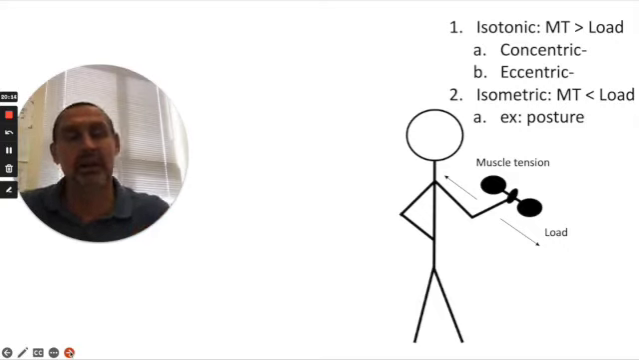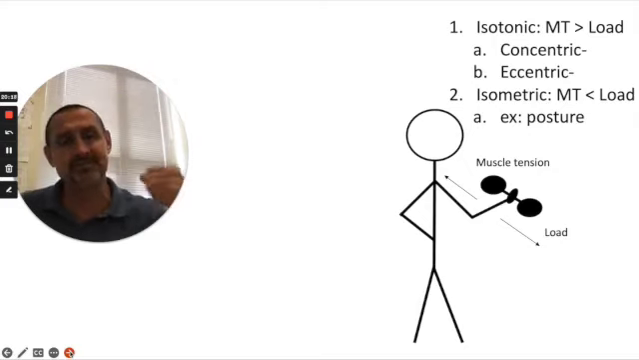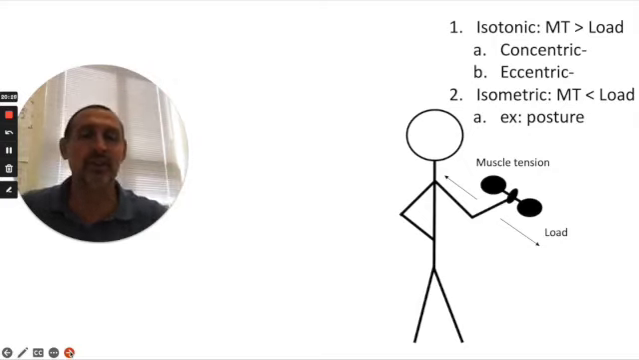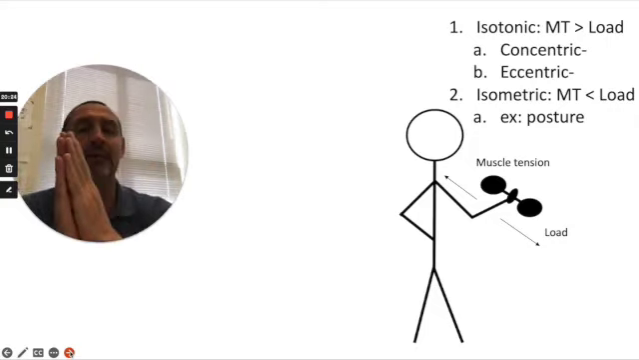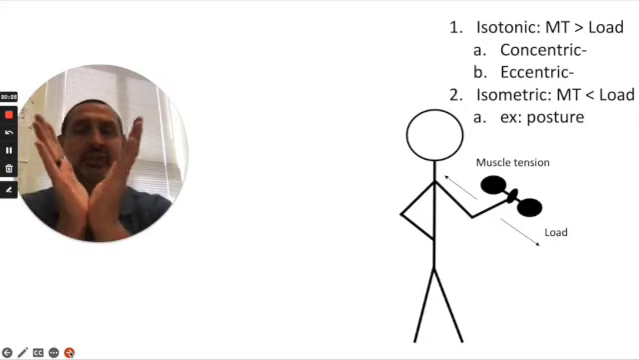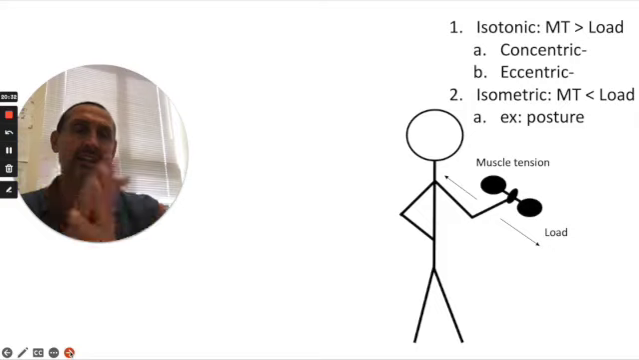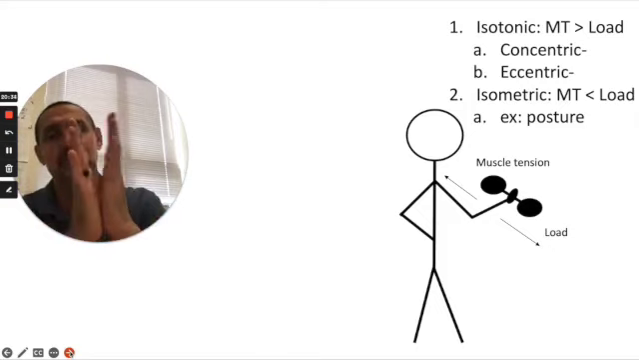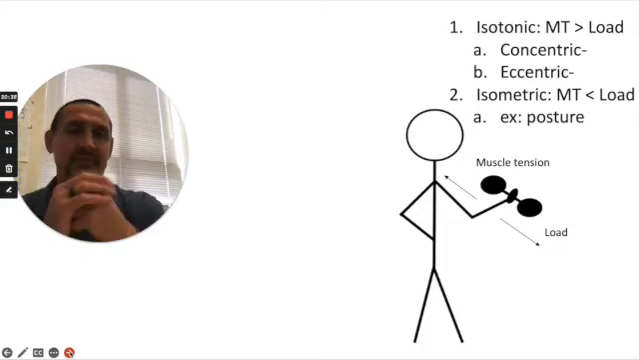So if you look at my little diagram here, the muscle tension is the guy's curling some weight. If it's greater than the load, the joint is going to shorten its angle and the muscle is going to contract. So a concentric contraction means you're shortening that angle, and an eccentric one means you're increasing that angle. Flexing compared to extending, contracting compared to extending.